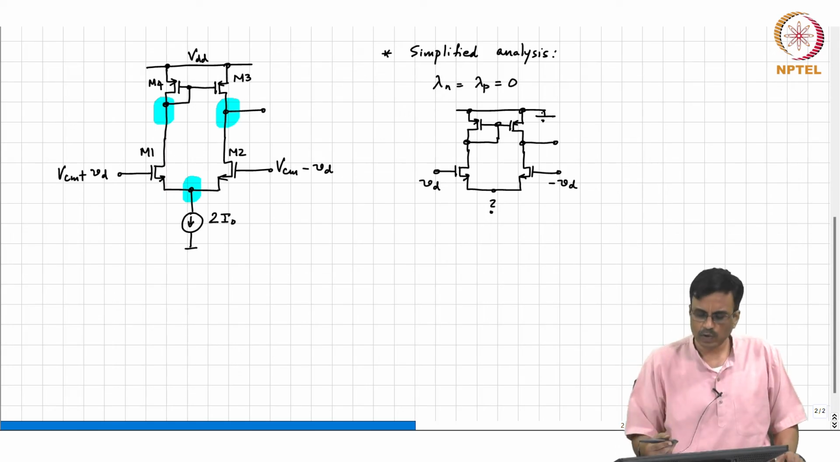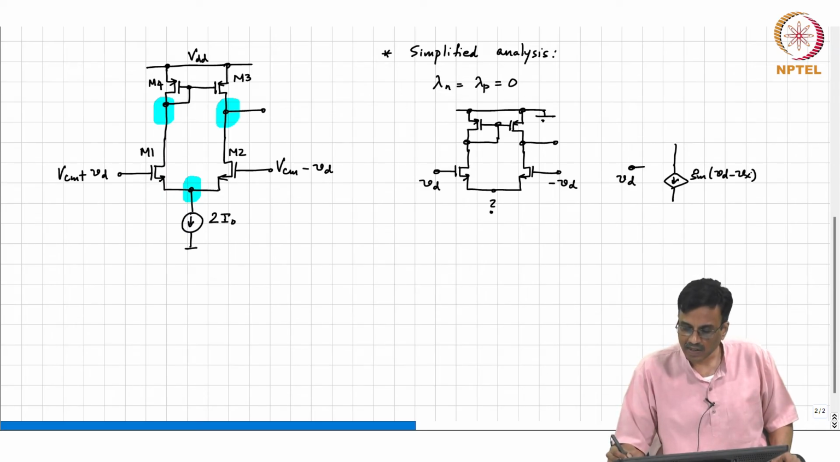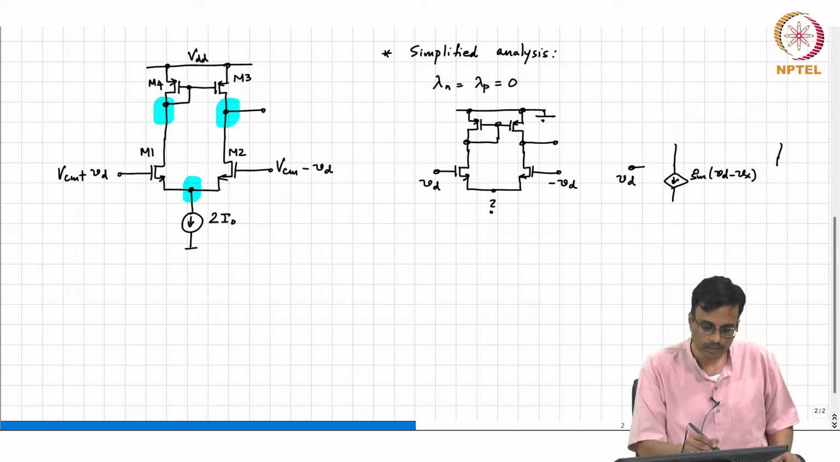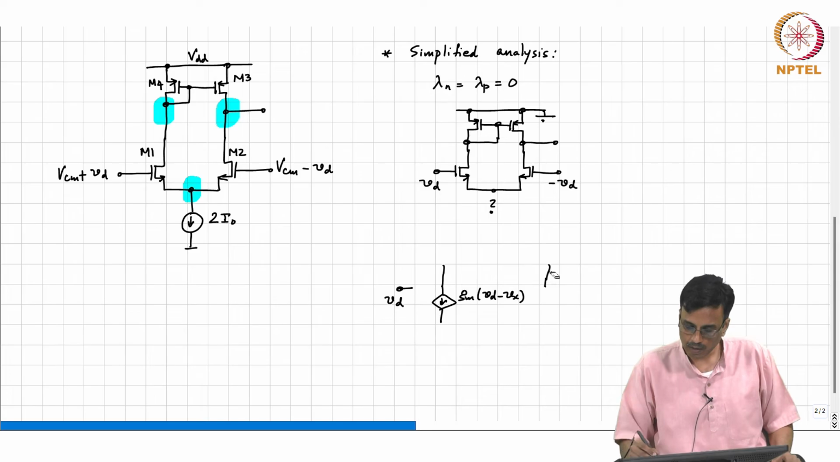Okay, there are multiple ways of looking at it. If lambda n and lambda p are 0, as far as the network here is concerned, what happens at the drain end is irrelevant, because the lambda is anyway 0. This is Vd. So, this is Gm times Vd minus Vx, and on the other side it is... I don't know if you guys are following or not.